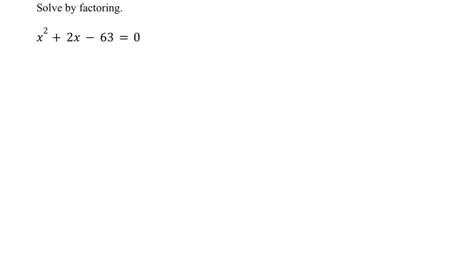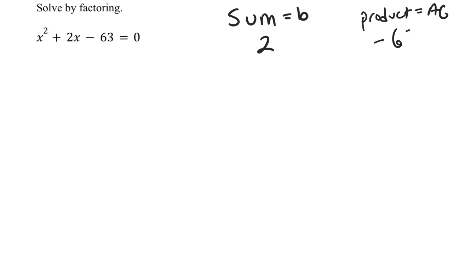So I'm just going to go over here to the side and write that their sum has to equal b, and then their product has to equal a times c. In this case, the a value is 1, so it's just c. So the sum has to equal 2, and their product will have to equal negative 63.